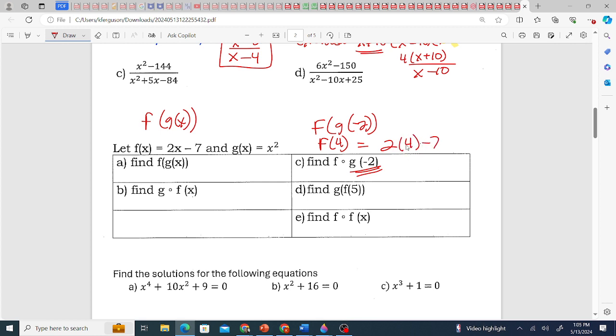F of 4, or excuse me, f of 4 equals 2 times 4 minus 7. Yes, that's 8 minus 7, which is 1.